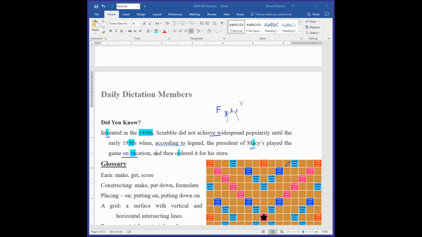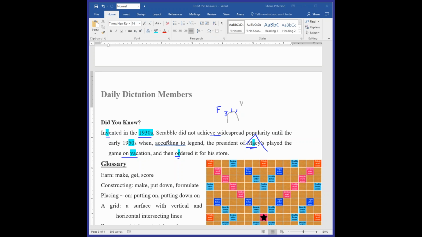Macy's. Macy's. More A. Macy's. Good, good, good. If we want two syllables, Macy's. If you go to America, Macy's is a very common shopping place. Very, very common. Ordered. Ordered. Yeah, keep that R. If you don't have the R, it can sound like odor, like a smell. So ordered. Ordered. Good. Now let's go to the numbers here.